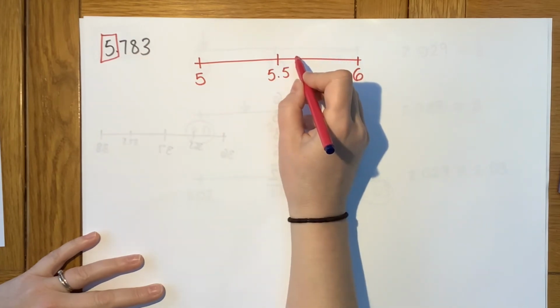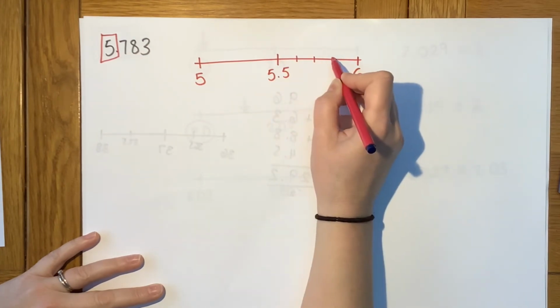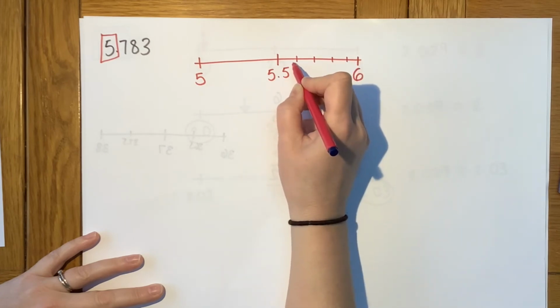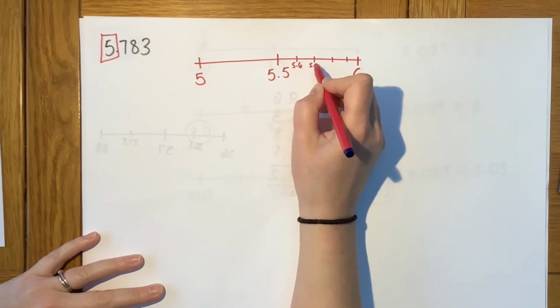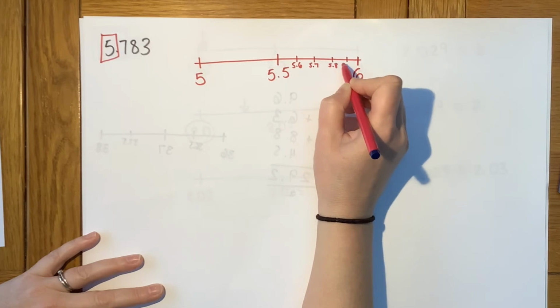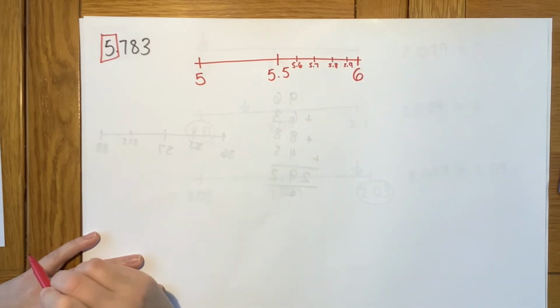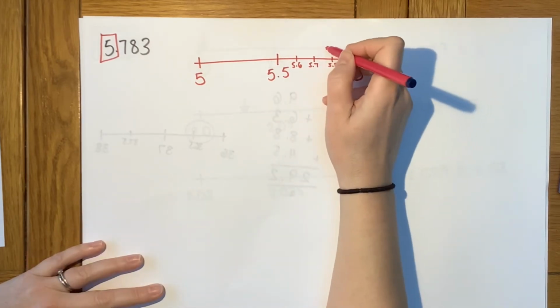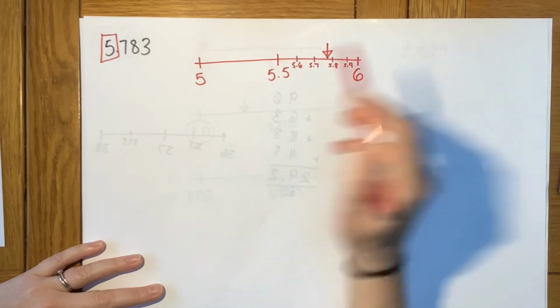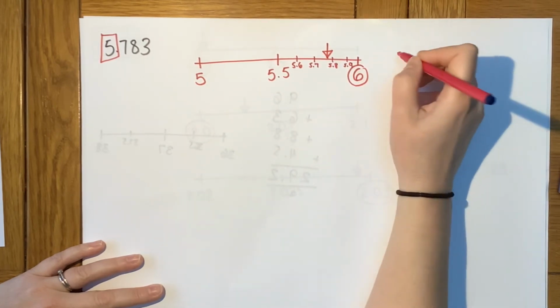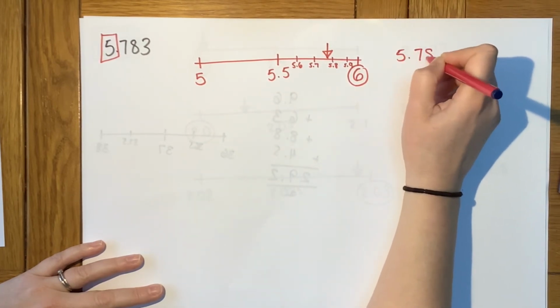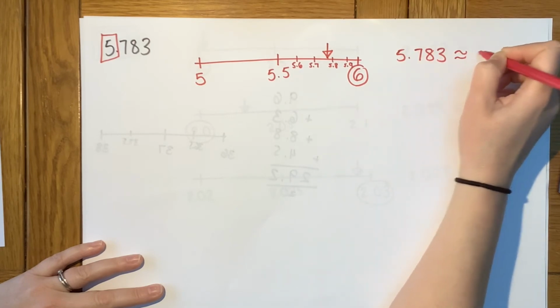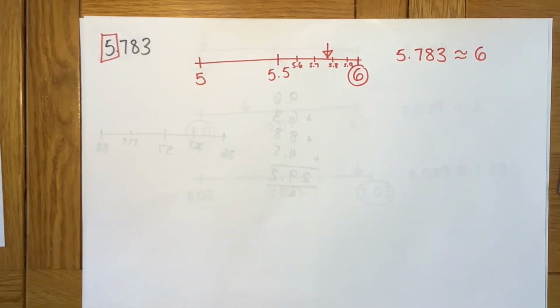So imagine if I had this, I'd have 5.6, 5.7, 5.8, 5.9. So it's going to be somewhere here. Now that's definitely nearest to 6. So rounded to the nearest whole number, 5.783 is rounded to 6.